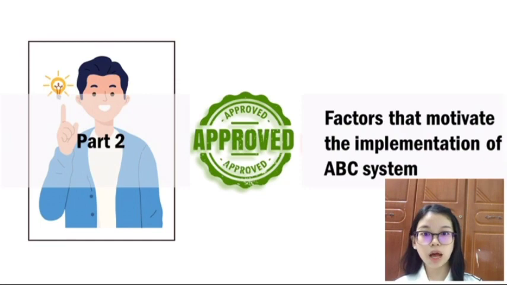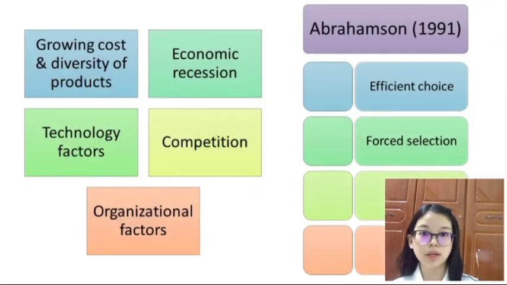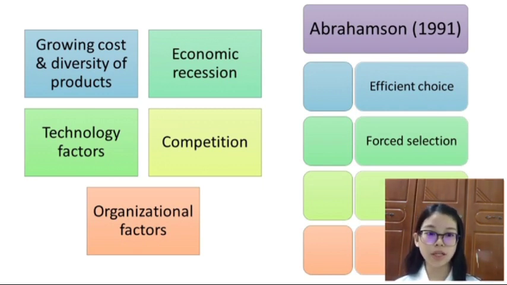For part 2, I will discuss the factors that motivate the implementation of the ABC system. The major factor to adopt and implement the ABC system is growing cost and diversity of the product. There is a negative association between the diversity of the product and ABC implementation. The second factor is economic recession. The result of a study by Wilson showed that line managers and skilled professionals perceived the benefits of ABC implementation during the financial crisis of 2009.